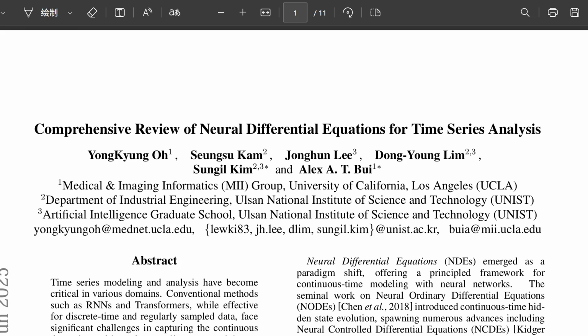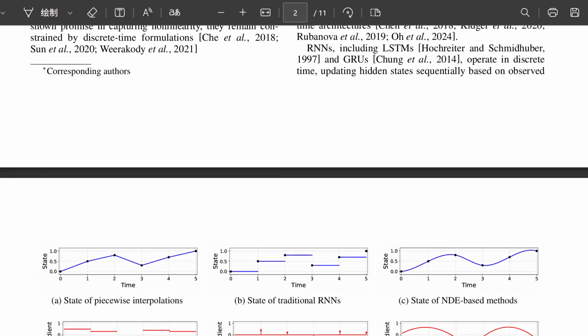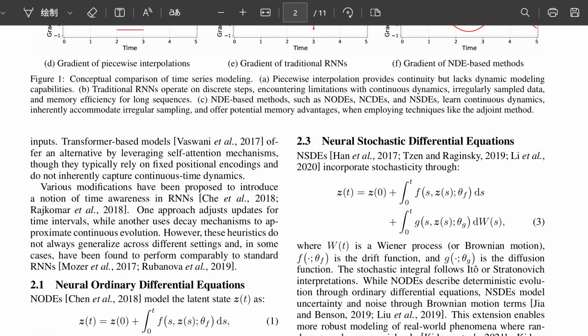NDEs, they basically throw out the whole notion of discrete steps. Instead, they aim to model the continuous time dynamics of the underlying system that's generating the data. Okay, hang on. So they're not just connecting the dots we have. They're trying to learn the actual smooth path the system takes between the dots. That's it, exactly. The central innovation is this. Forget layers transforming states at discrete points. Instead, you have a neural network that defines the instantaneous rate of change, the derivative of some hidden state, continuously through time. A neural network learns dz/dt.